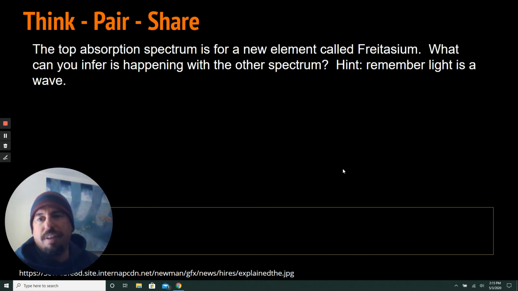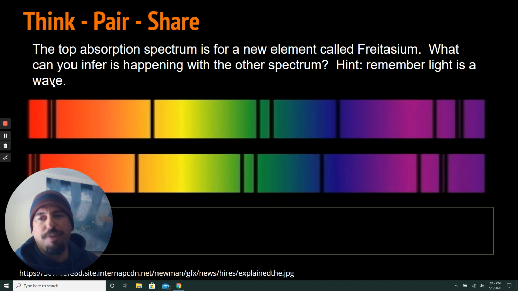Okay. Let's say we have an absorption spectrum for a new element called fratacium. And we know fratacium looks like this. It has this unique fingerprint. But when we see it, there's space. So even though we know fratacium should look like this, we see this. It looks exactly the same, except it's shifted over to the left. So what would that mean?